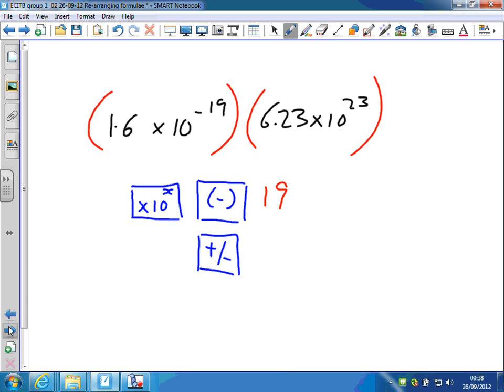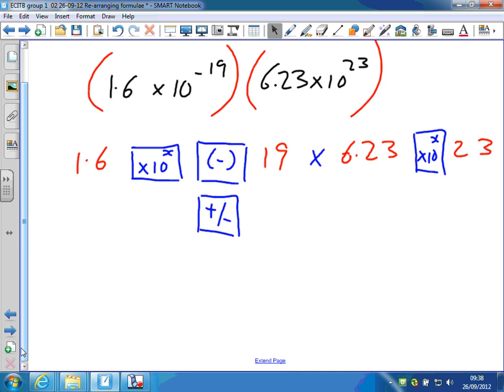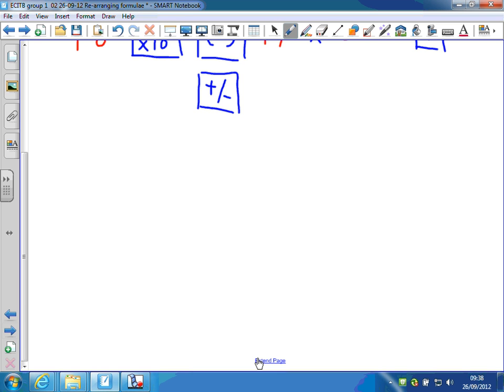1.6 times 10 to the minus 19 multiplied by 6.23, and again times 10 to the 23. Equals.